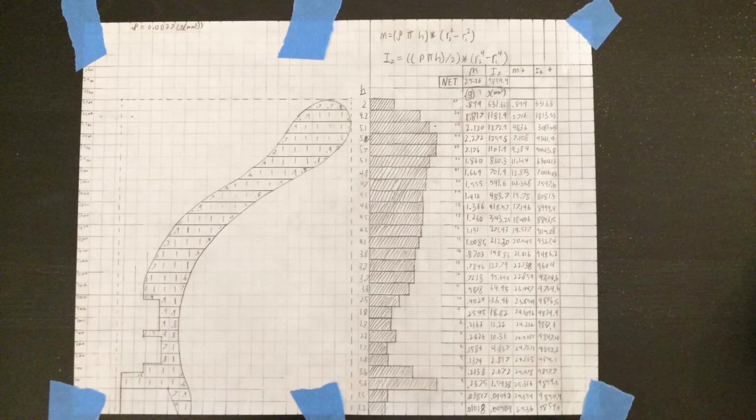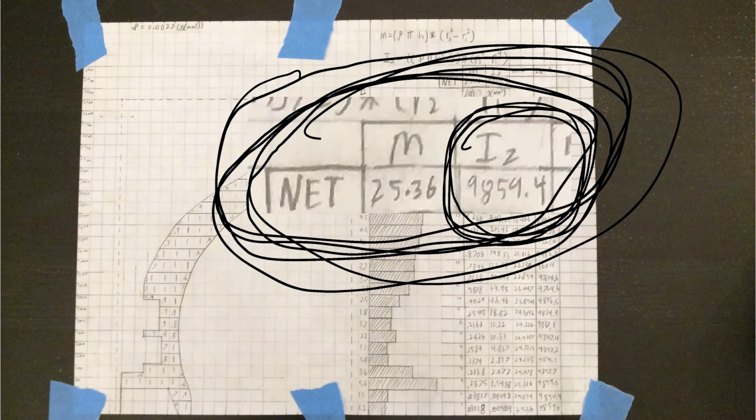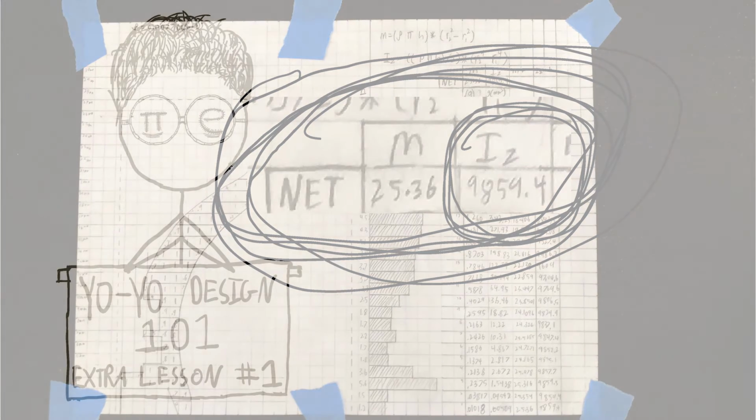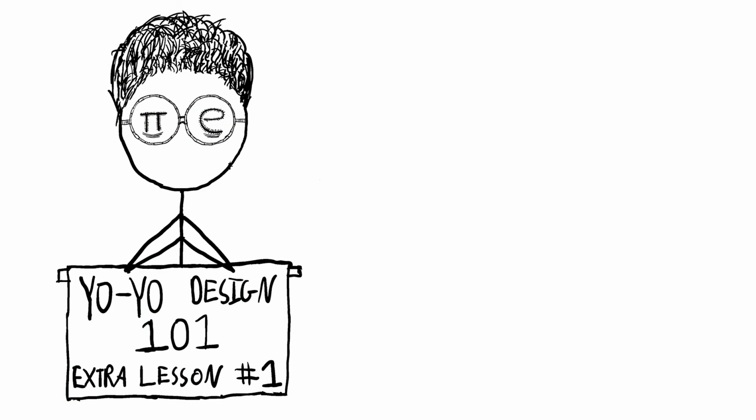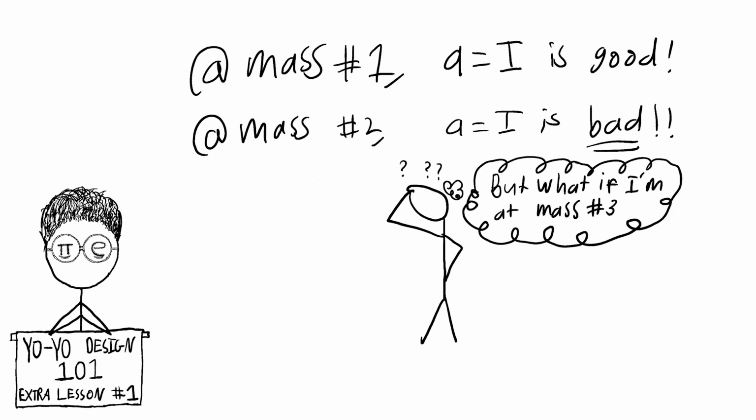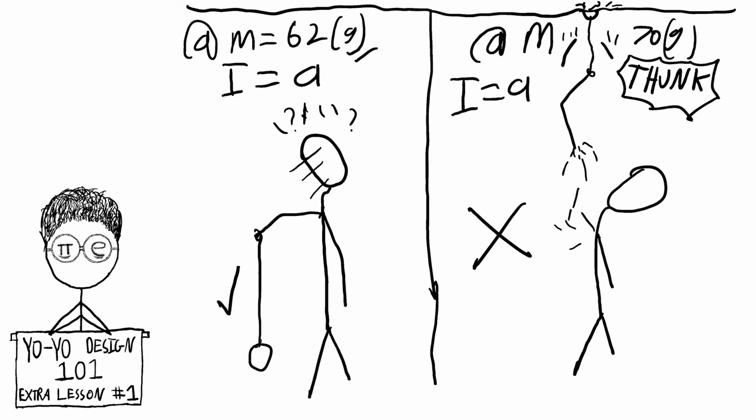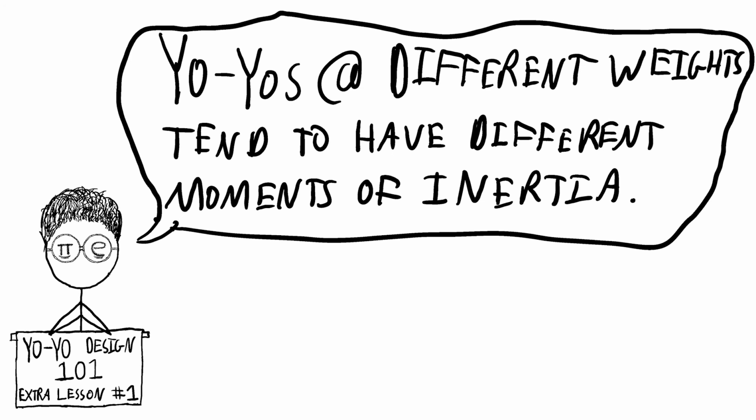However, once you have undergone this painstaking process and finally gotten a number out of it, you will have no idea what that number means. Is the number you have gotten for your moment of inertia an actually good moment of inertia? Is it too much or is it too little? You will have no reference point for what the appropriate moment of inertia is, and to make matters even worse, the entire scale of what a good moment of inertia happens to be will change as the total mass of the yo-yo changes. If you note the moment of inertia of a perfectly playable yo-yo at 62 grams and try to design a 70-gram yo-yo to have the same moment of inertia, the heavier yo-yo will rip off arms and embed itself in ceilings. Yo-yos at different weights tend to have different moments of inertia.